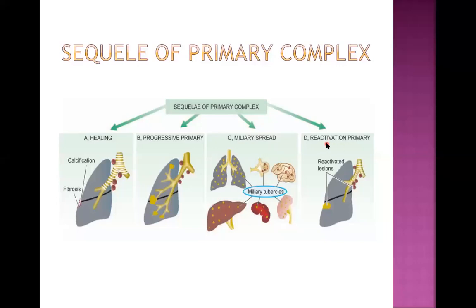And D, it's a reactivation of the primary. That means these are probably lying in the dormant stage or hidden stage or latent stage. Later on, because of decreased immunity, they can reactivate again. So all of these are sequelae of the primary complex, or Ghon complex.